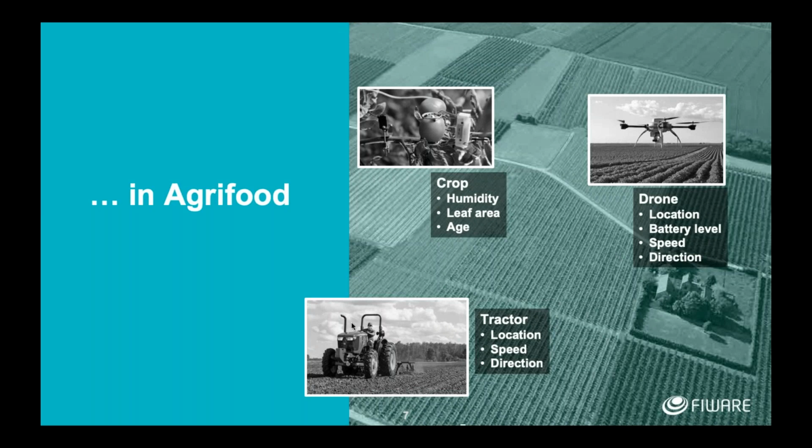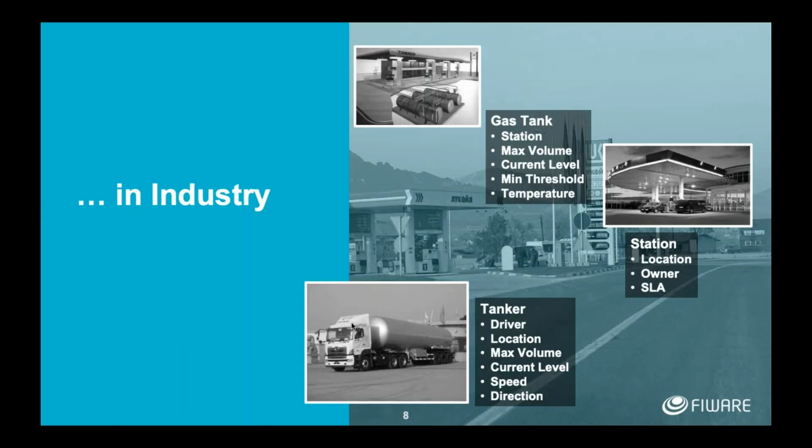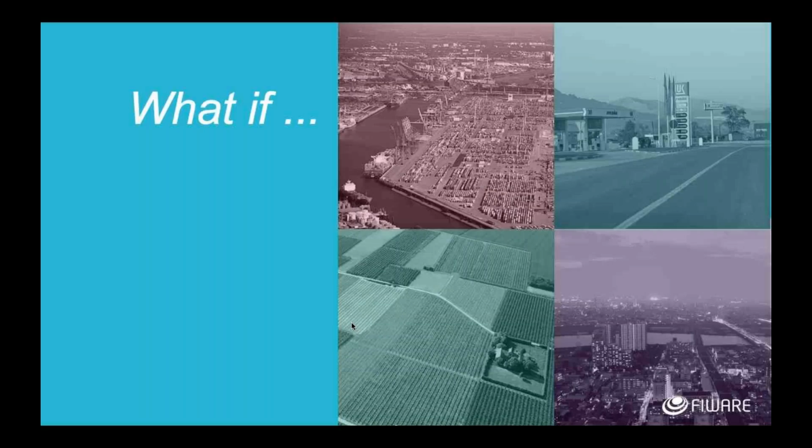You can have the same situation in agri-food, where you could have tractors, which obviously have a location like a bus would have a location, but you could also have crops, which would have things like the humidity or what have you. You can see that the idea is that you have an entity which is covering something in the real world. Finally, another example, you could just take industry. You could have tankers, you could have the amount of space in a gas tank, and so on and so forth. You can see this can apply to multiple domains.